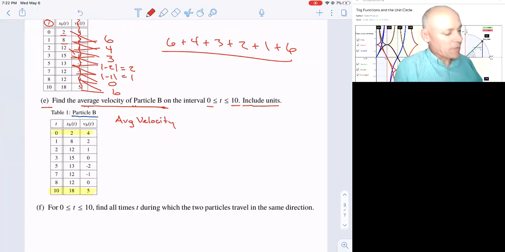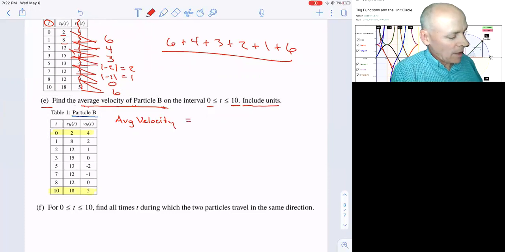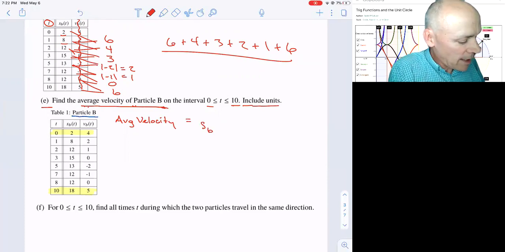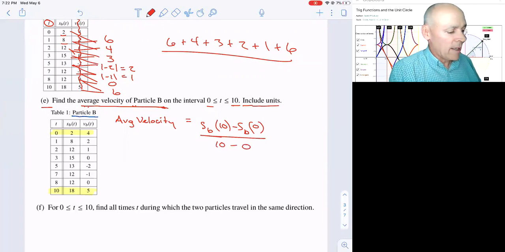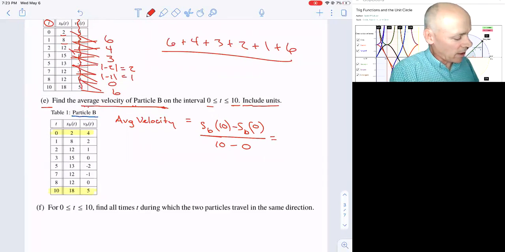Okay, that average velocity is going to be equal to, and what I want is SB at 10 minus SB at 0 over 10 minus 0. Okay, average velocity is equal to my average rate of change of position. Okay, can't leave my answer like that. It's not a numeric answer, so I just got to go here.